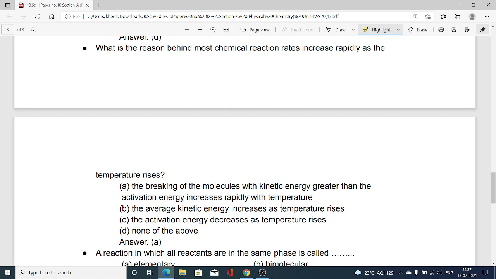Option A, the breaking of molecules with kinetic energy greater than the activation energy increases rapidly with temperature. This is the correct option. Option B, the average kinetic energy increases as temperature rises. This is not correct one. The activation energy decreases as temperature rises. None of the above. Next option. Option A is more suitable. That is the breaking of molecules with kinetic energy greater than the activation energy increases rapidly with the temperature. This is the correct option.